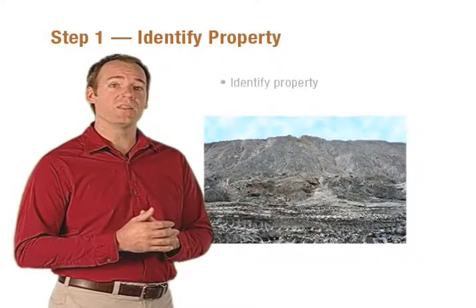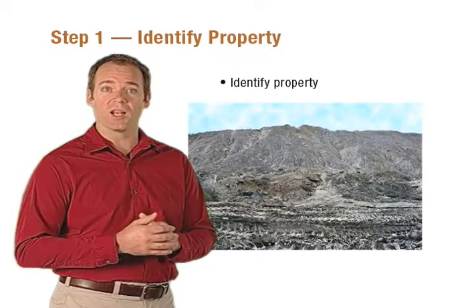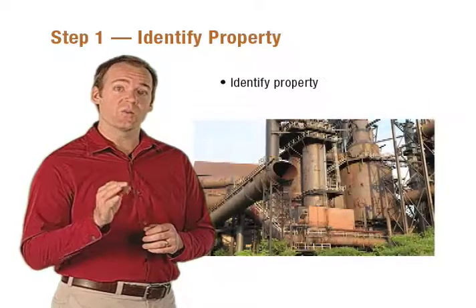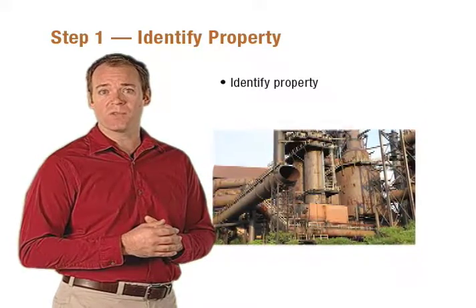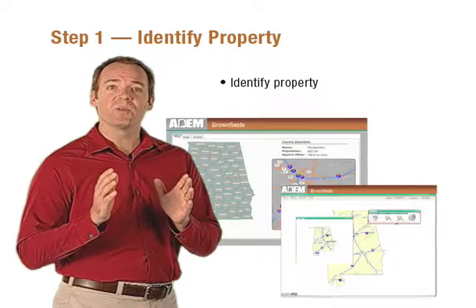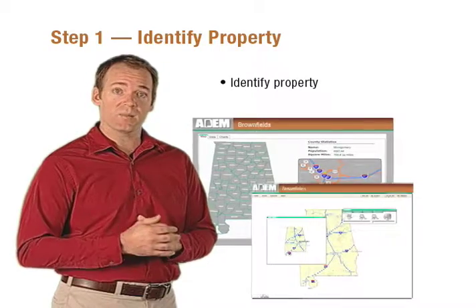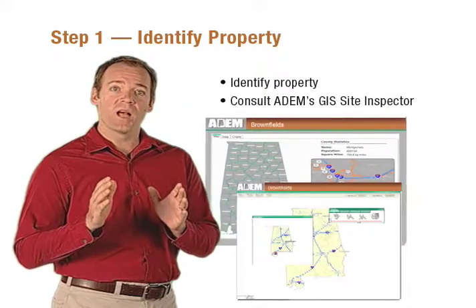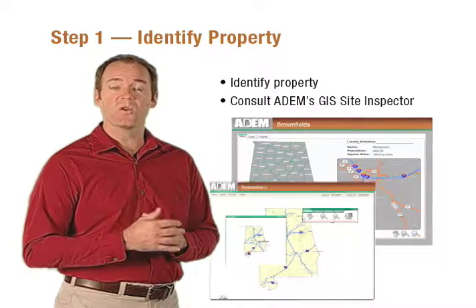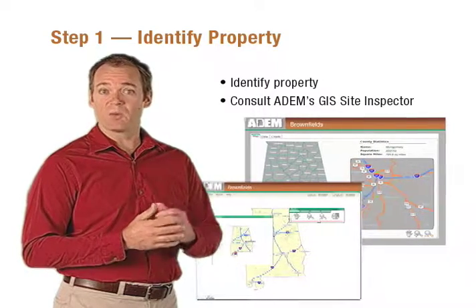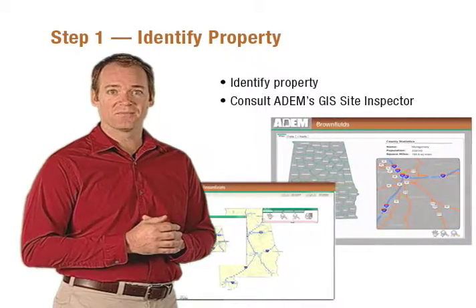A local government identifies vacant or underutilized property it would like to purchase or see developed, or a developer shows interest in redeveloping the property. Have there been activities at the site that could have caused contamination? ADEM is developing a list of potentially contaminated sites in the state. An interested party can contact ADEM directly or use ADEM's online GIS site inspector to determine if the site has already been assessed or is known to be contaminated. Private developers may use the GIS site inspector to search for potential redevelopment sites.